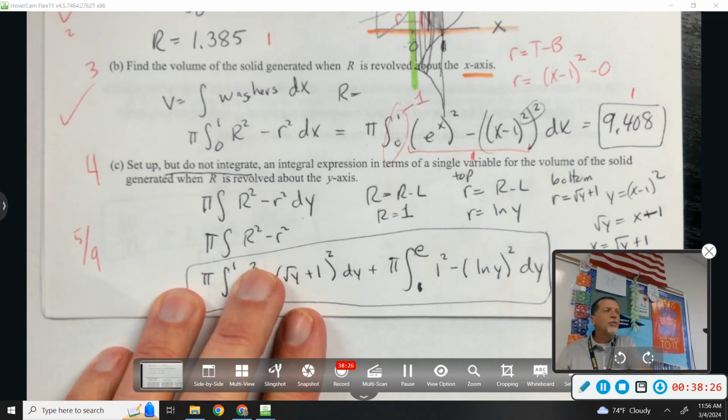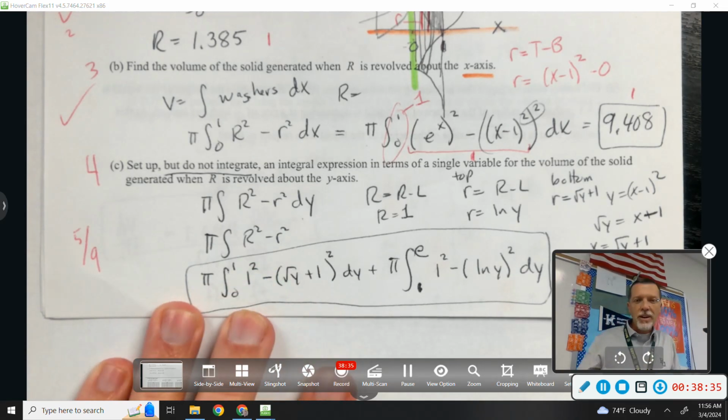Again, try your best on May 13th. Keep remembering that you don't have to be perfect to make a 5. You got to be good, but you don't have to be perfect.